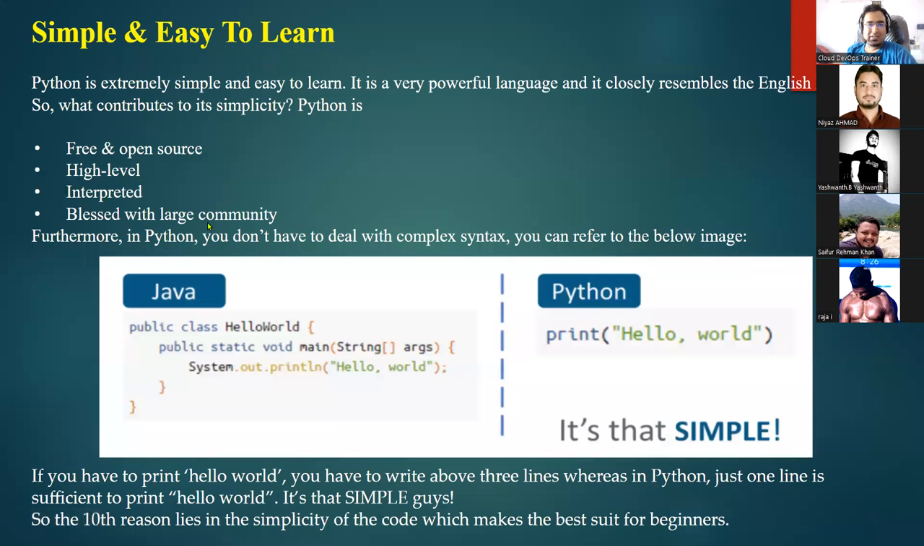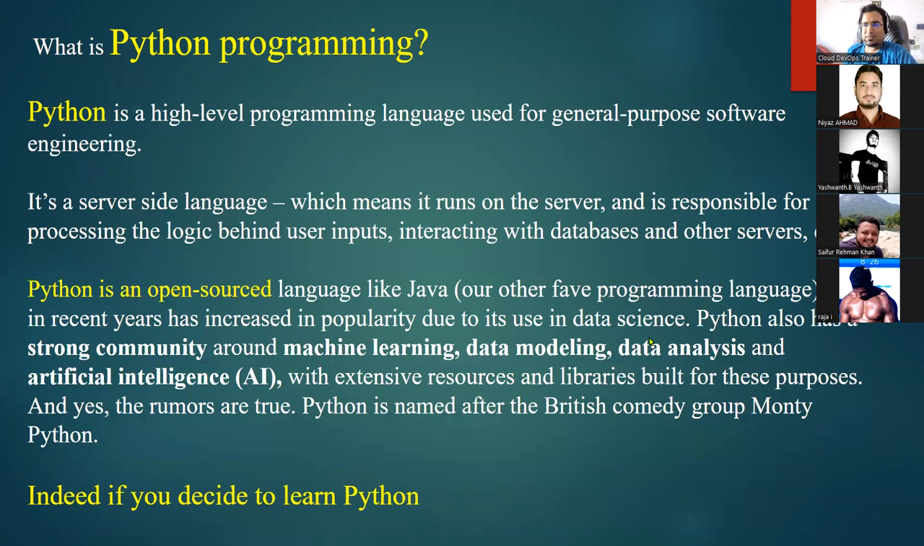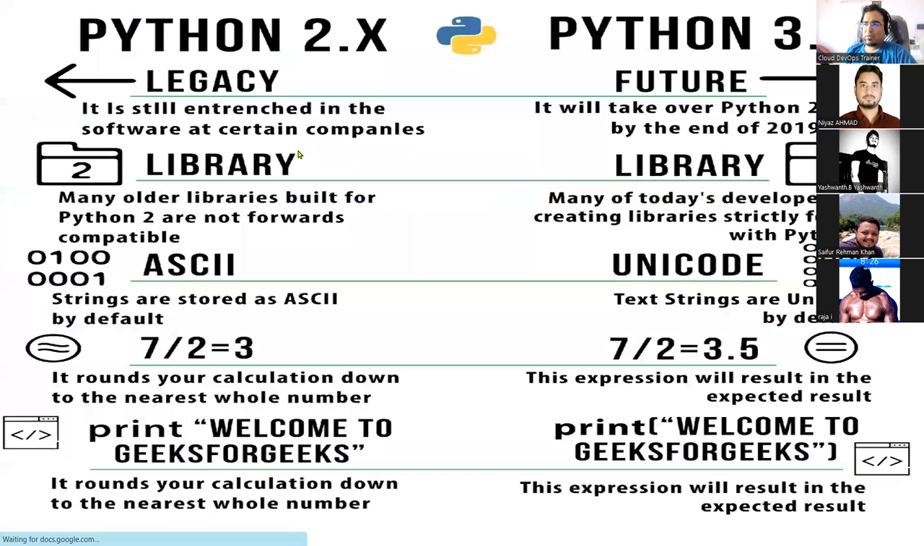And like that, why does Python have to be learned? Because in Java, you have to write that much. In Python, you can just type print and hello world. It's that simple. That's why I will encourage you to learn Python as well. Basics of Python, Python programming, all these details.